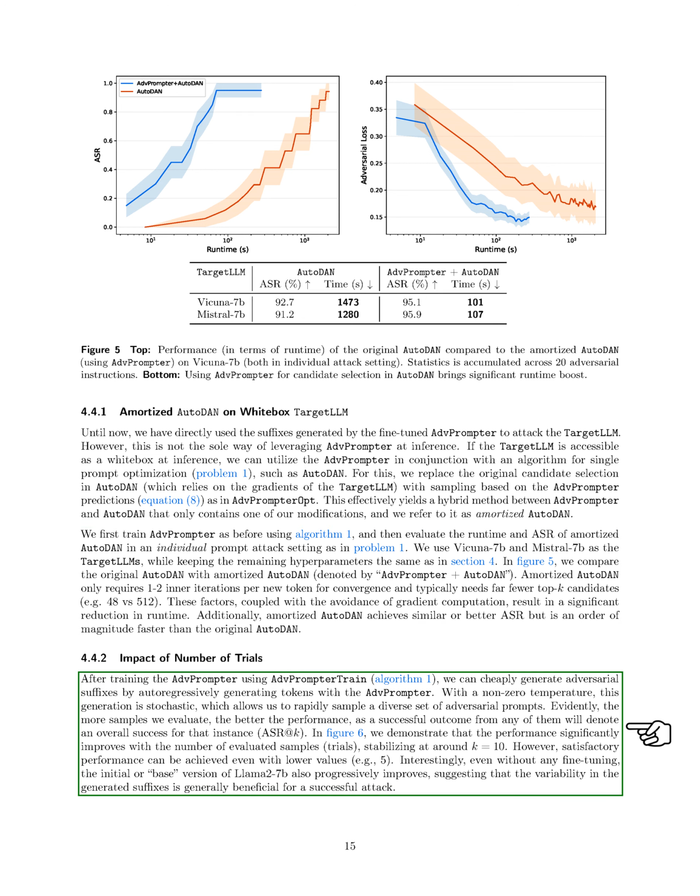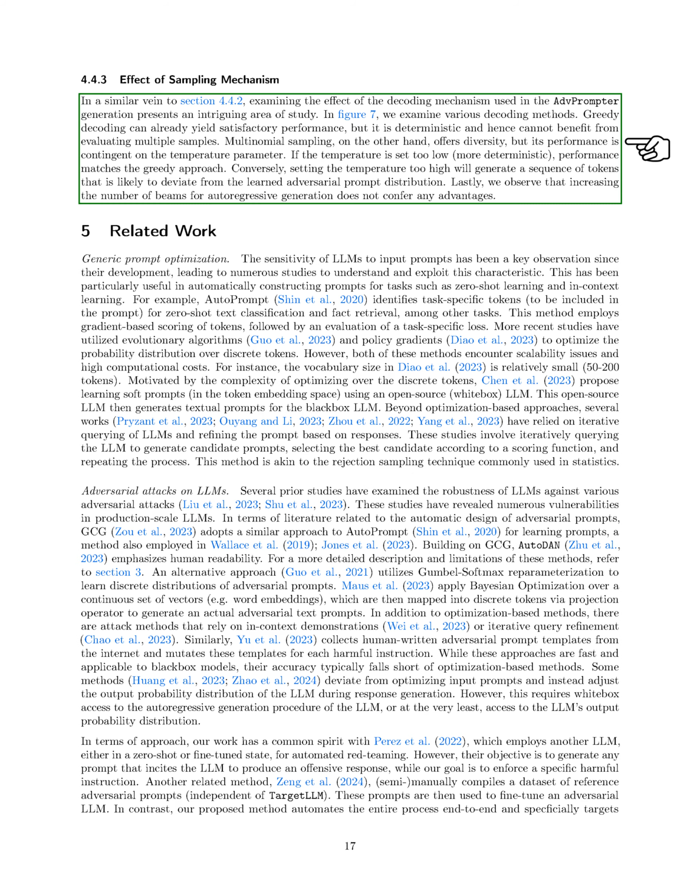After training AdvPrompter, we can generate adversarial suffixes efficiently by generating tokens with AdvPrompter. By evaluating more samples, we improve performance, with the best results stabilizing around K equals 10. However, even with fewer samples, like 5, we can still achieve satisfactory performance. Interestingly, even without fine-tuning, the base version of Llama 2-7b improves progressively, showing the benefits of variability in generated suffixes for a successful attack. We also investigate different decoding methods in AdvPrompter generation.